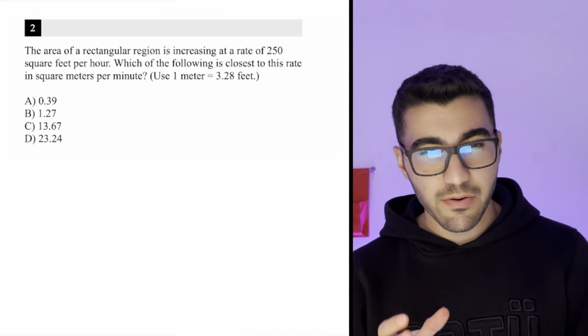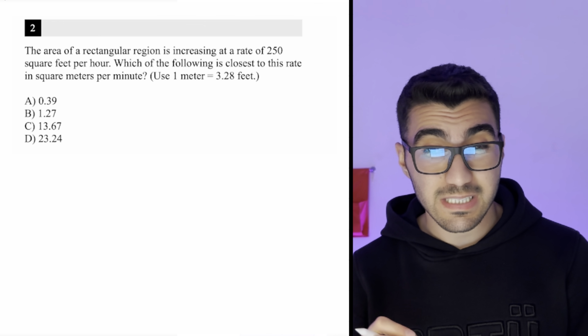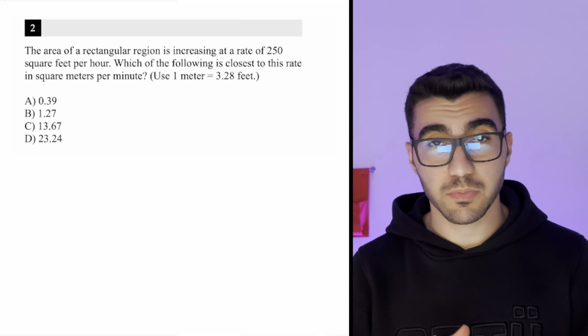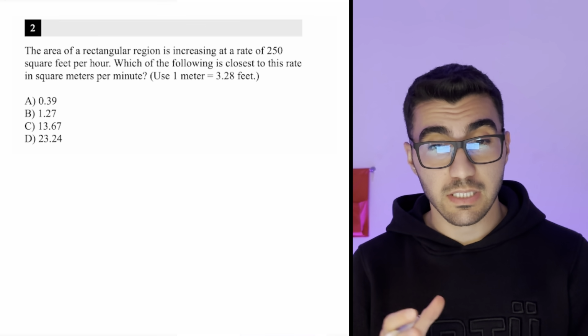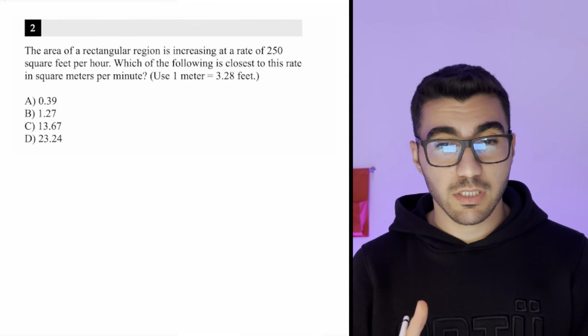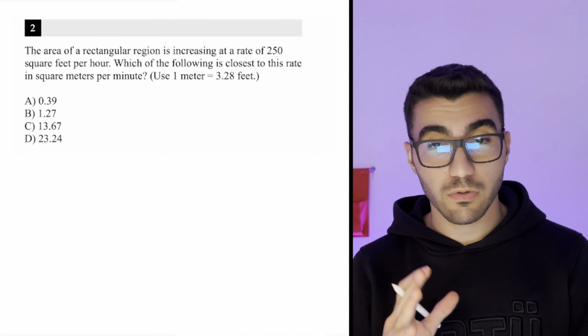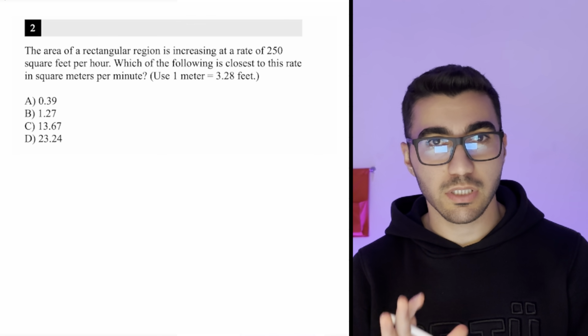Question number 2. The area of a rectangular region is increasing at a rate of 250 square feet per hour. Which of the following is closest to this rate in square meters per minute? So this is a unit conversion question, which is a very repetitive question. It's being repeated every time, so make sure you learn these unit conversion questions.